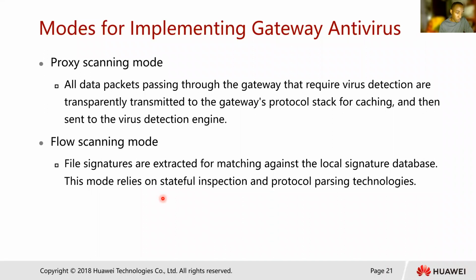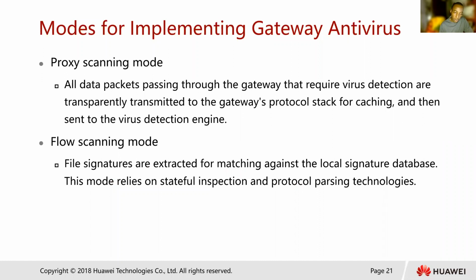In proxy scanning, packets that require virus detection are transmitted through the gateway's protocol stack for caching and then sent to the virus detection engine. In flow scanning, file signatures are extracted for matching against the local signature database. This is how it happens most of the time, and it relies on stateful inspection and protocol parsing technologies.